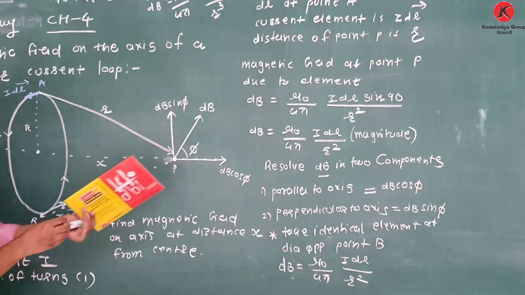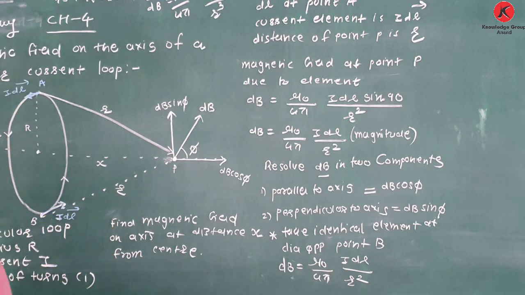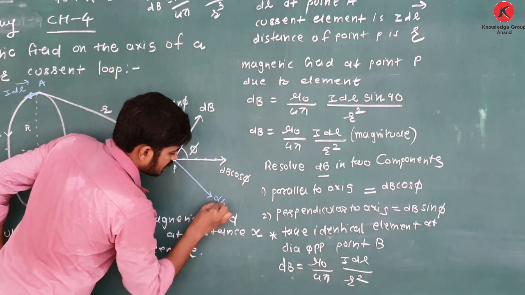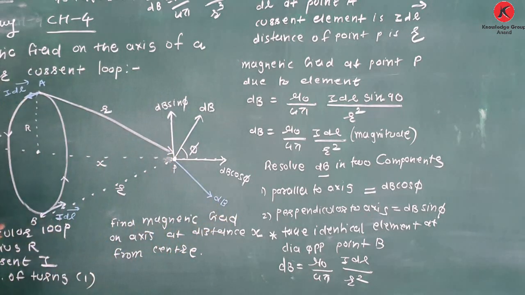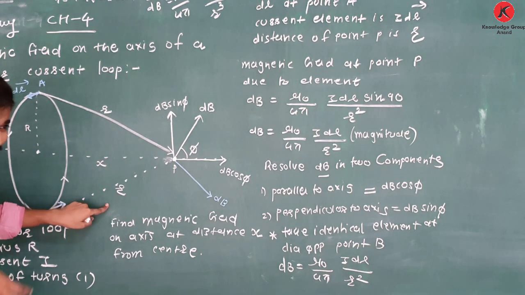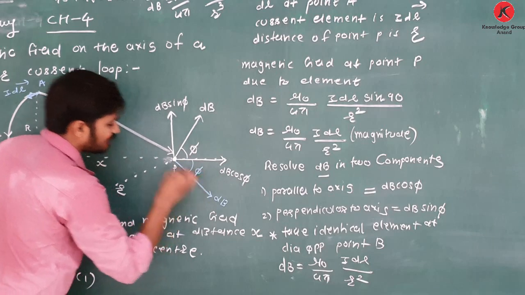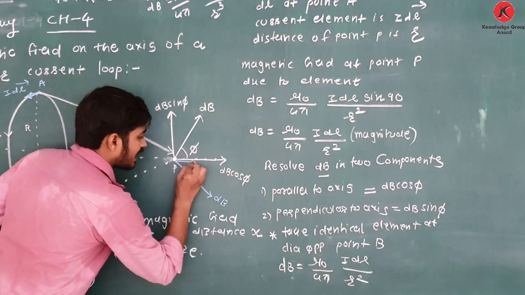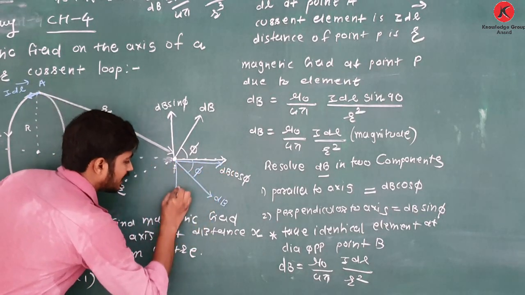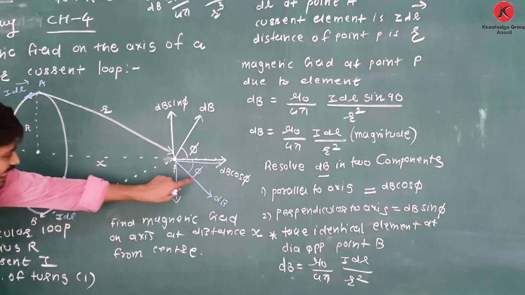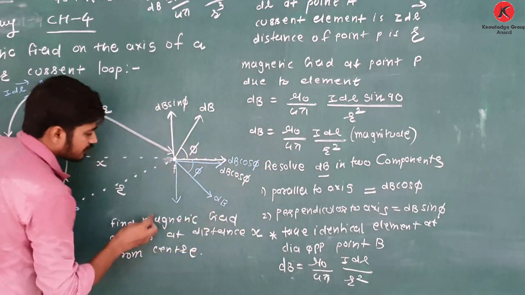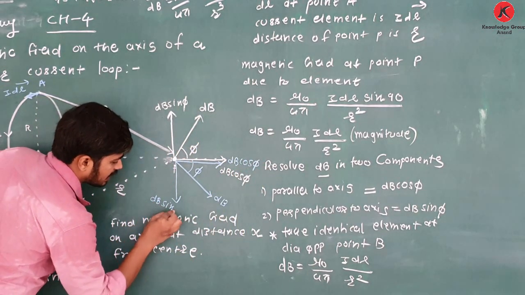Then I dl cross r, thumb, it is perpendicular to this plane. And perpendicular to this plane means, what is the direction of dB? dB is in this direction. Clear about this? Okay. These two elements are identical, distance is the same. So if this angle is phi, this angle will also become phi. Again, resolve this dB in two components, parallel to the axis and perpendicular to the axis. As this angle is phi, this component will again become dB cos phi, and this component will become dB sin phi.